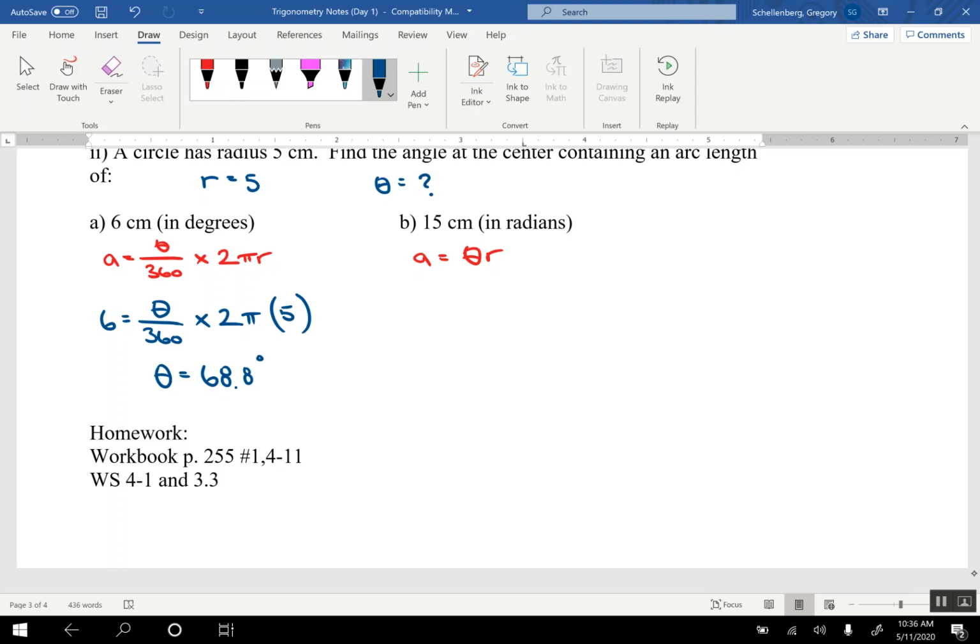And then finally, we've got the arc length here is equal to 15 centimeters. Theta is our unknown times the radius, which is 5. So we get theta is equal to 3, and that is an angle in radians.